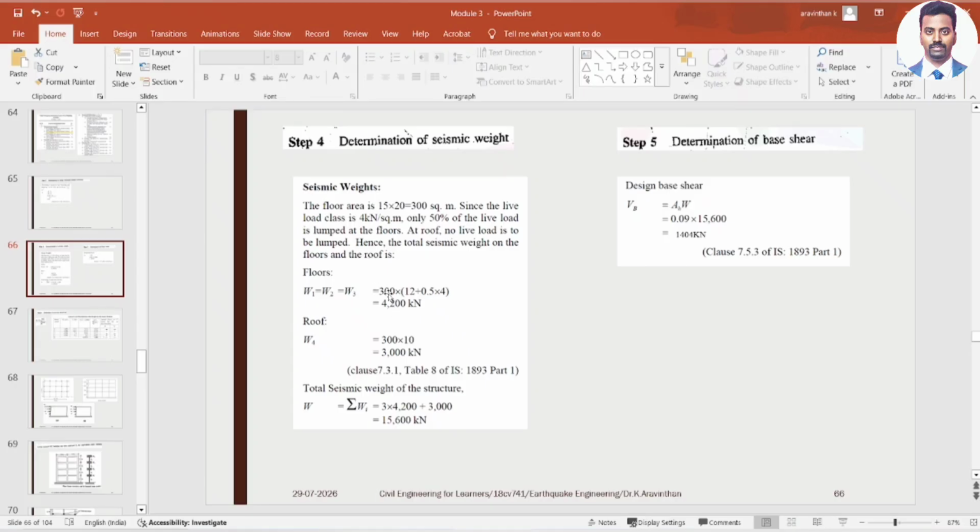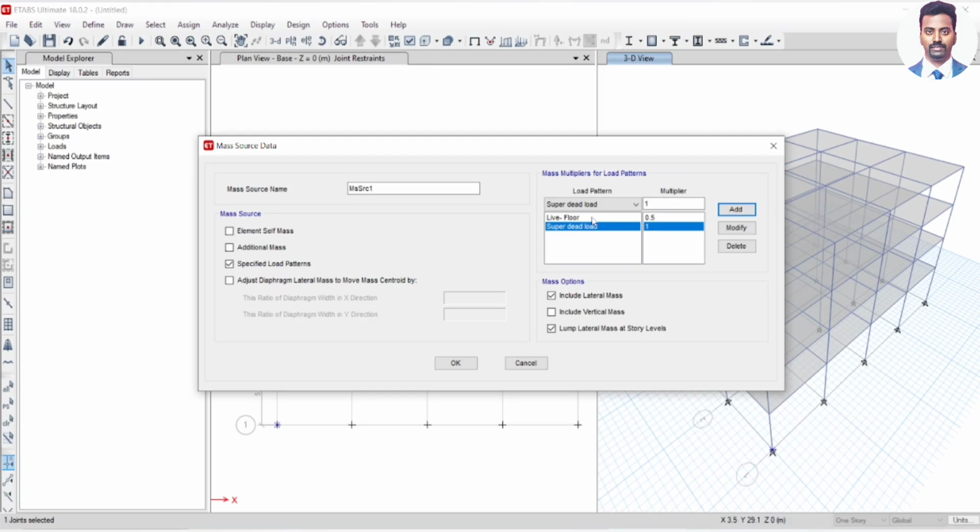You can see there is a dead load which is being taken, and 300 is this total area, 15 into 20, plus 12. So they are considering all 12 kilonewton during the dynamic analysis and 0.5 times the floor load. So what are the floor loads? First, second and third. No live load to the roof. You should not add any live load on the roof here. So this is for your understanding.